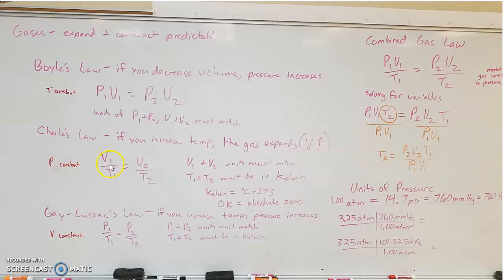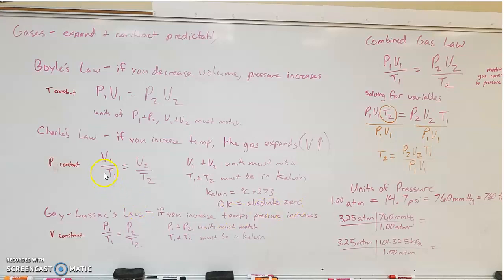The relationship mathematically is volume 1 divided by temperature 1 equals volume 2 divided by temperature 2. The units for volume and temperature must match, and temperature 1 and temperature 2 must be in Kelvin in order for this equation to work properly, because this proportionality is only true when the temperature is based on the absolute temperature starting from 0 Kelvin, which is absolute zero.